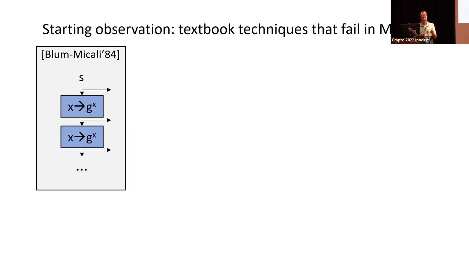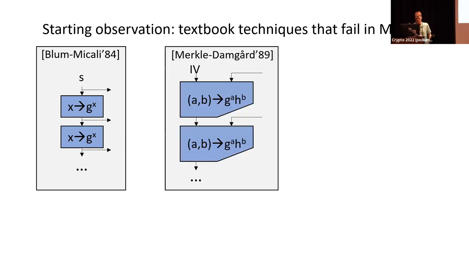If you think about it, after every round, the state is a group element because you did g to the x. But when you want to feed it into the next round, you're feeding in an exponent, which is an integer. So somehow you need to be able to go from a group element to an integer. But this is explicitly not allowed in Maurer's model. It is allowed in Shoup's model. You take your label, it's just bits. You can interpret it as an integer however you want. So the Blum-Micali PRG does not work in Maurer's model.